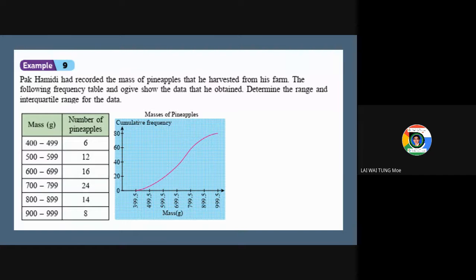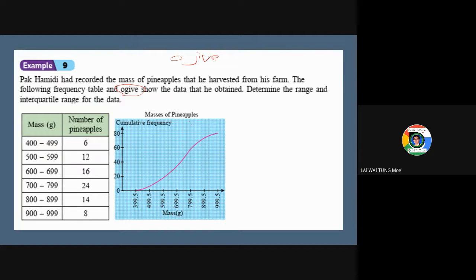Puan Hamidah had recorded the mass of pineapples. Okay, and then the following frequency table. And okay, I just found out that this word is read as ogive, not ogive. Ogive is in Malay. When I Google translated it, I only found out this word is read as ogive. Okay, for your information, I just found out yesterday. So the following frequency table and ogive show the data that she obtained. Determine the range and interquartile range.